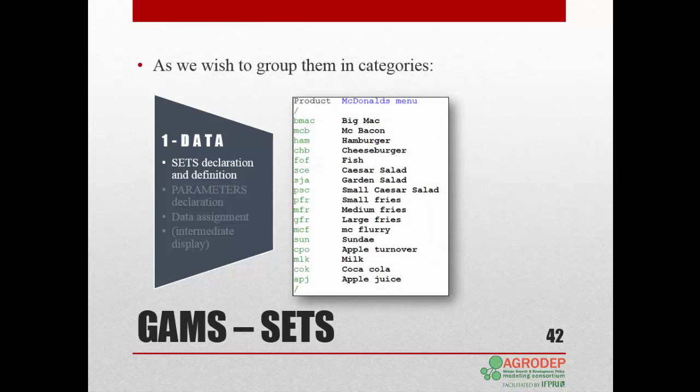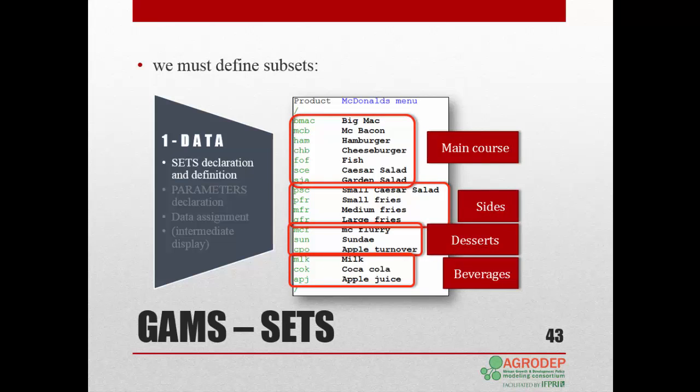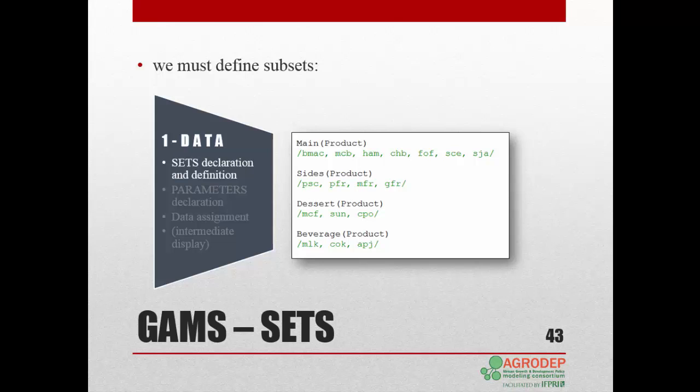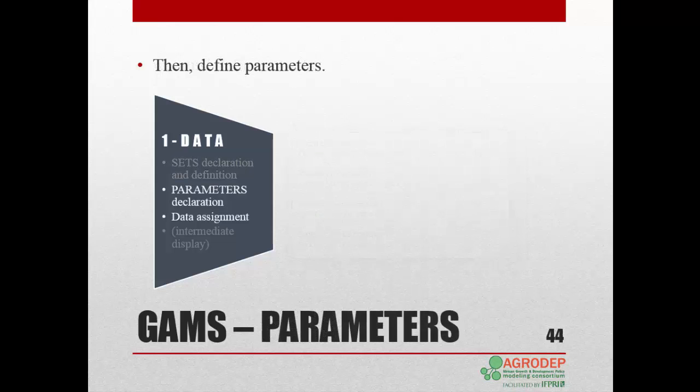Items on the menu are classified in 4 categories: main course, sides, desserts, and beverages. We express these groups by defining subsets. We define the following subsets. Main contains the items in the main course in the menu. Sides contains the items in the sides in the menu, and so on for dessert and beverages. All the subsets are derived from the set product, which lists all the items on the menu.